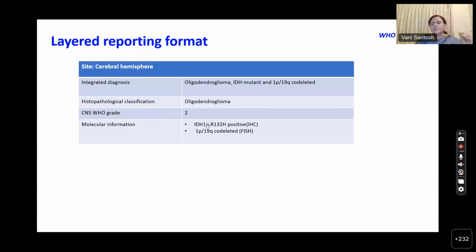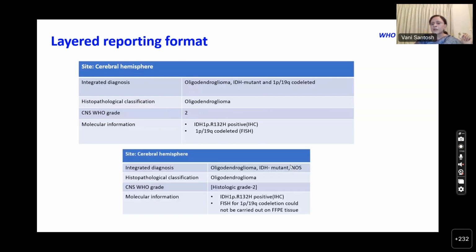And the molecular information here is that the tumor is positive for IDH1R132H, which is a surrogate for IDH mutation. So we know that there is IDH1 mutation. And 1p19q is co-deleted by the FISH technique. So because we have all the molecular information, we are able to give an integrated diagnosis and we are able to give an integrated CNS WHO grade.